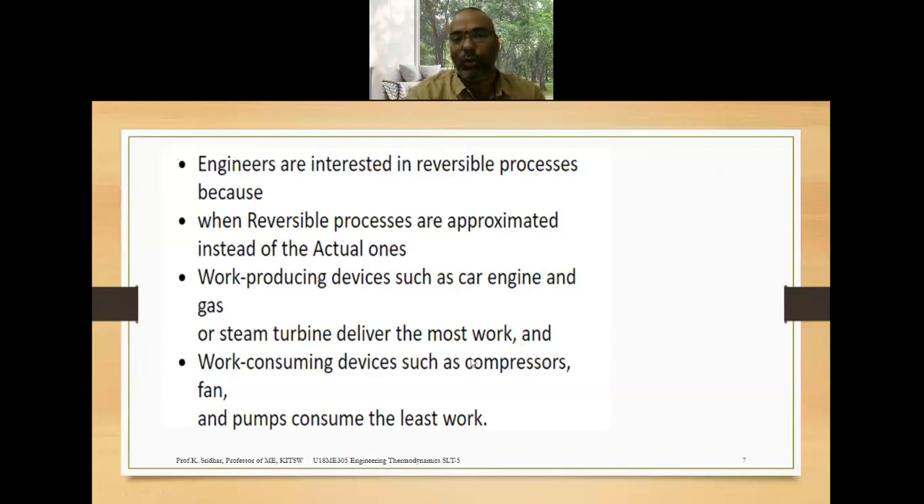And similarly, if you want to run work consuming devices like a compressor, fan, pump, blower, refrigerator and air conditioner, these will work only when you give some amount of electrical input or work input. So they have to take a smaller amount of work input, and that should be the ideal case. That is, what should be the minimum work input which is needed to drive the compressor, pump, fan or blower or the refrigerator or the air conditioner. That is important, to predict the performance of these work consuming devices.